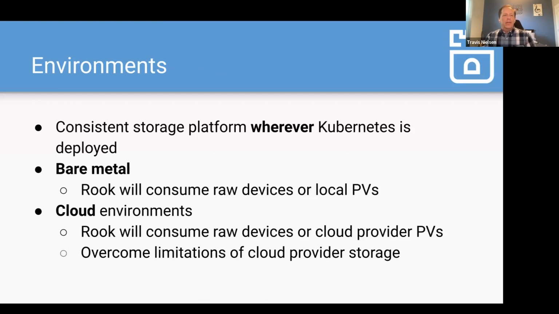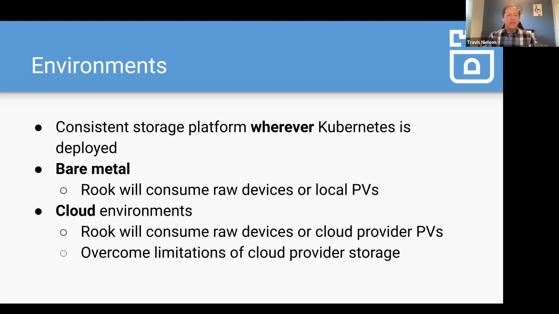What environments do we run in? So with Rook, our goal was to provide a consistent storage platform wherever Kubernetes is deployed. If you're running upstream Kubernetes or some downstream distro of Kubernetes, Rook will run with it, and you can have the same storage platform deployed everywhere. If you're on bare metal, your options are really limited for a storage platform. So that was the primary scenario we were going after, where you need a storage platform on top of your raw devices or local PVs.